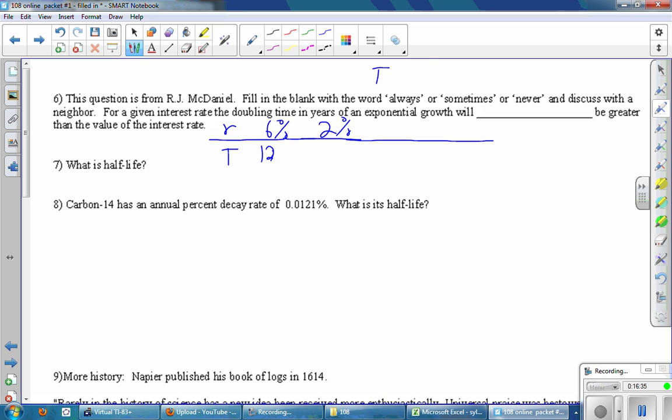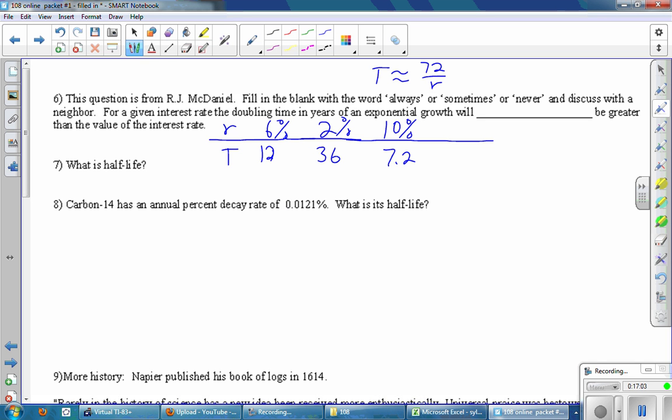Remember, T is roughly 72 divided by R. So if we take 72 divided by 2 at 2%, we get 36 years. So which one is bigger? Still, the doubling time is bigger. Can we get it to go the other direction? Well, let's see. What if we tried 10% interest rate? 72 divided by 10 is 7.2. Which one is bigger now? Now it's the interest rate that's bigger.